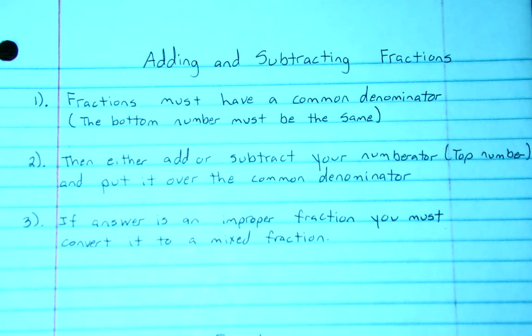And step 3 only applies if your answer is an improper fraction. An improper fraction is where the numerator, the top number, is bigger than the denominator, the bottom number. If that's the case, you must turn it into a mixed fraction. So let's do some examples.